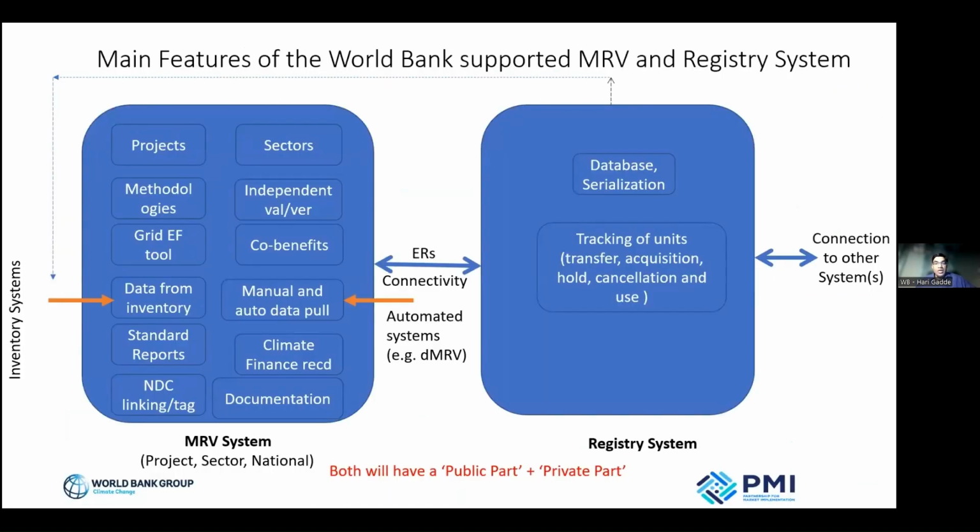This is basically how it looks. The main functionalities of the MRV and registry systems together in a country that has both systems in place. So these both systems, of course, will communicate with each other. Basically, the MRV system helps them to track the emissions and quantify the emission reductions, and also track the finance flows to these mitigation projects in different sectors. And of course, it also produces some standard reports that could be used for different purposes.